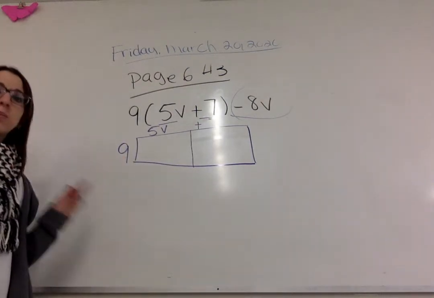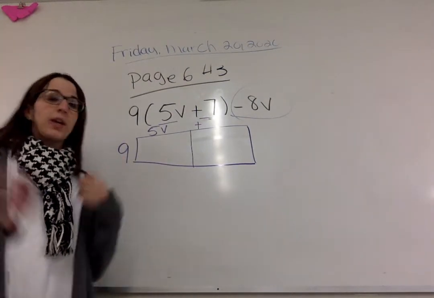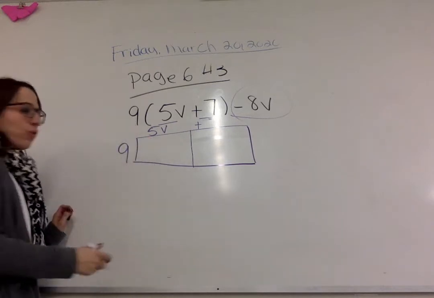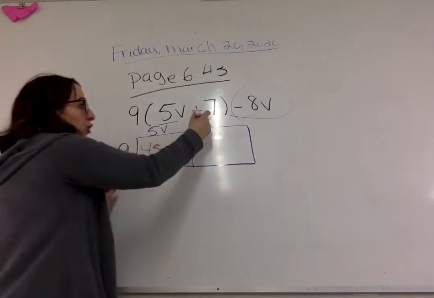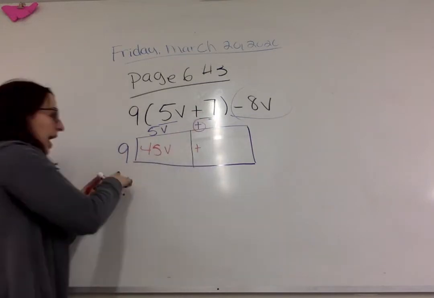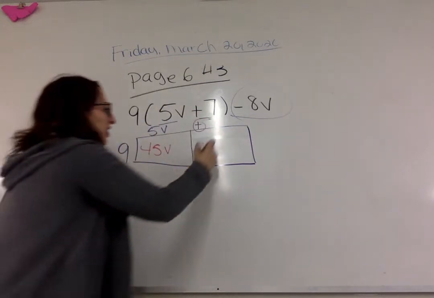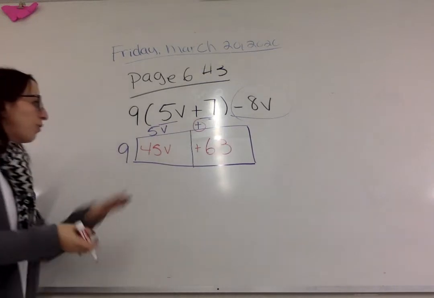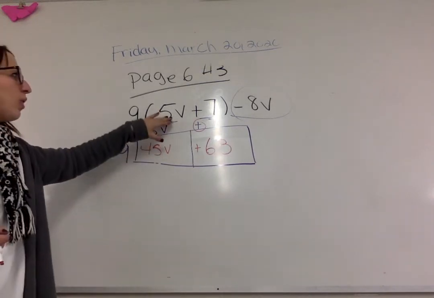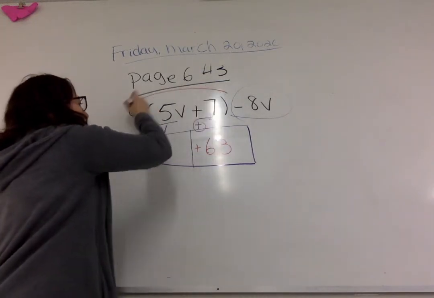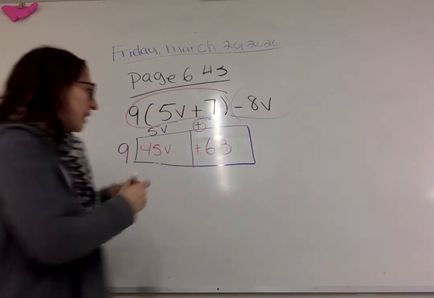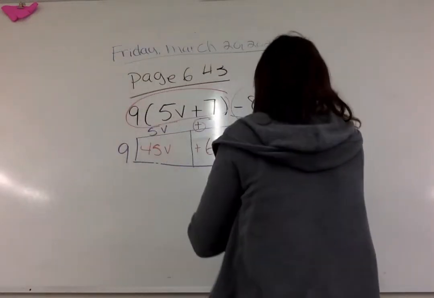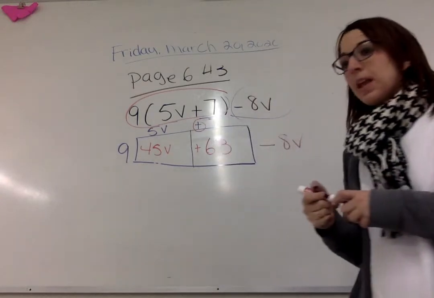Now, the distributive property means multiplication. So 9 times 5 is 45. I add the v. I now am going to add 9 times 7, which is 63. So this in red is equivalent to this part circled here. So now I have this, and I'm just going to show you. I'm going to minus the 8v because that's what's left, right?